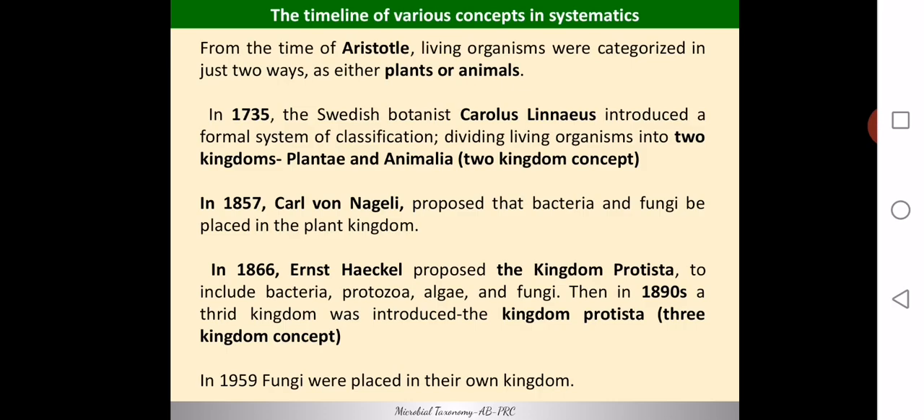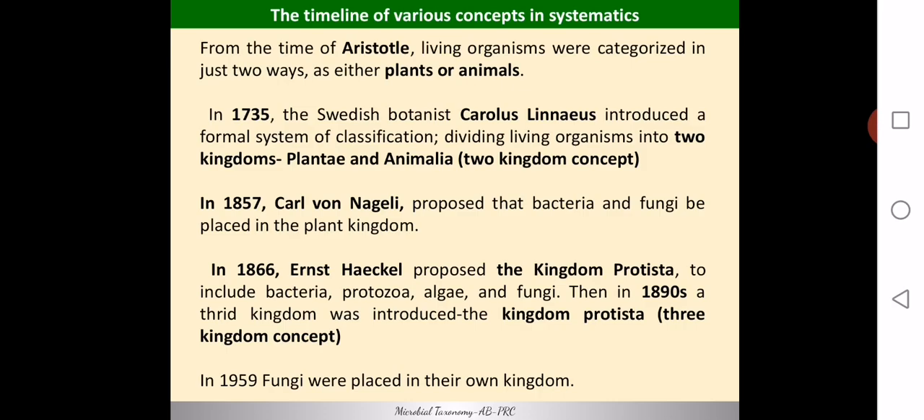In the 1730s, Carl Linnaeus introduced a system for naming, and a formal system of classification in which organisms are classified into plants and animals. That means the two kingdom concept was introduced in the 1730s.